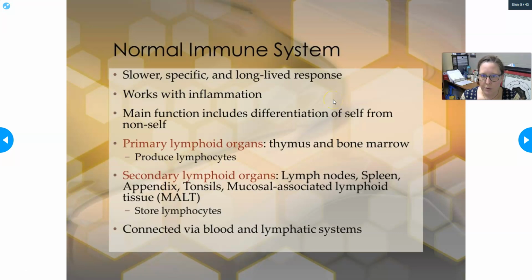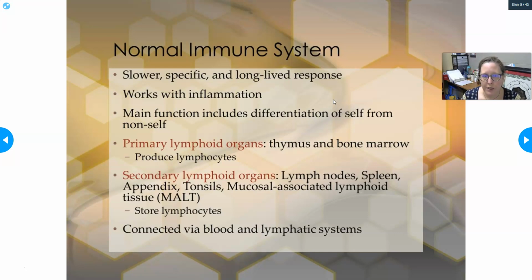The normal immune system response works with inflammation to control the pathogen. And the main function of the immune system is to differentiate self from non-self, so know which cells are there and are normal and which cells are pathogens and need to be destroyed.